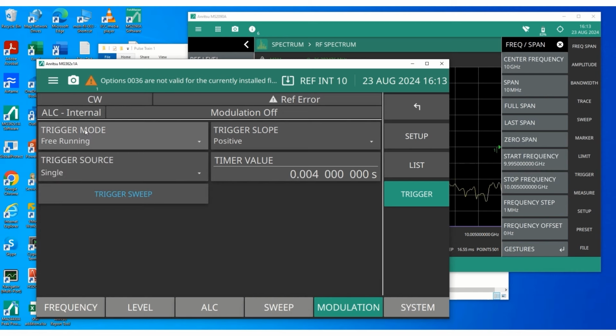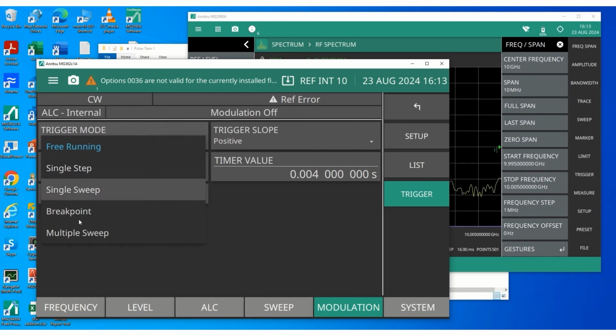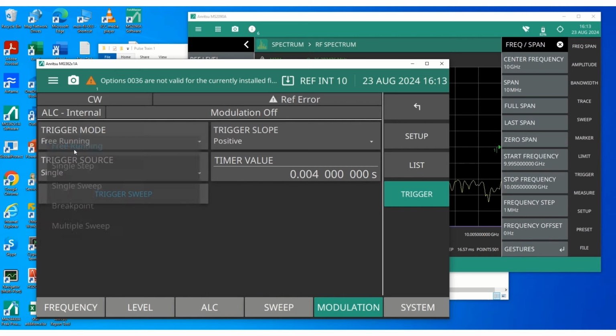And then we have a trigger mode. There are 4 or 5 trigger modes. The first one is free running, and then single step, single sweep, and then breakpoint and multiple sweep. We'll explore each one of them subsequently. But let me start with free running mode. Free running mode essentially uses the internal clock continuously to generate the pulse pattern, and this is the most common mode that people use, which continuously generates a pulse pattern. So we are going to choose that, and then we are going to go to the setup.